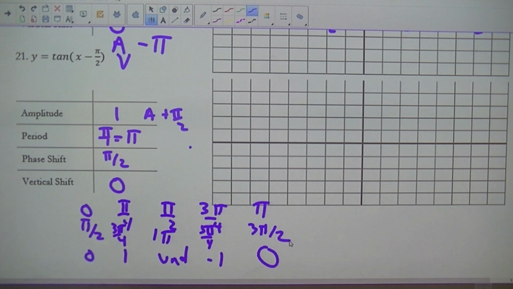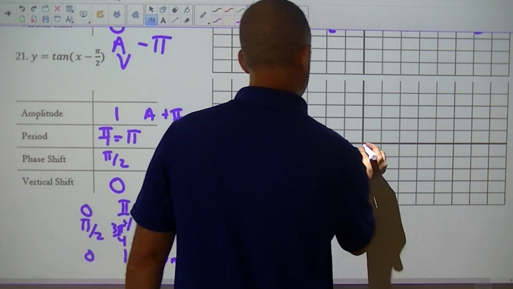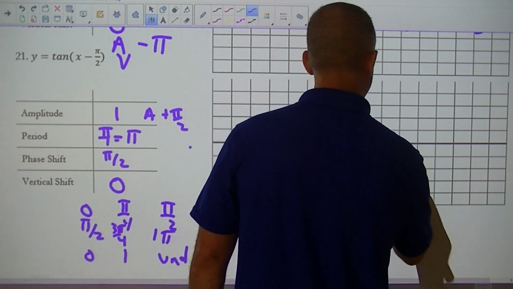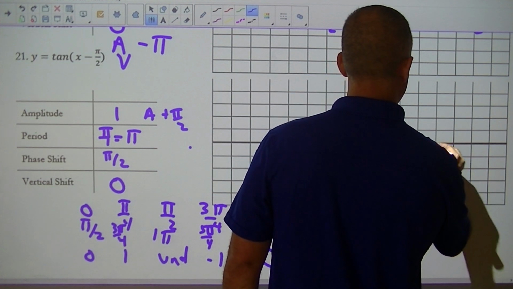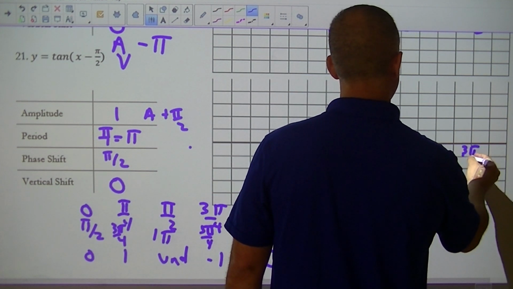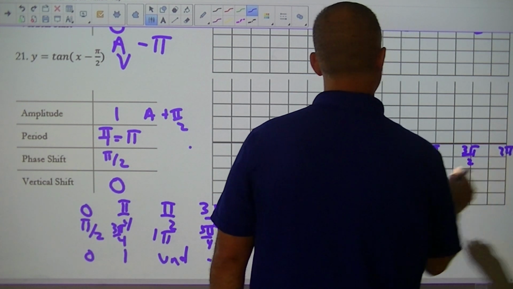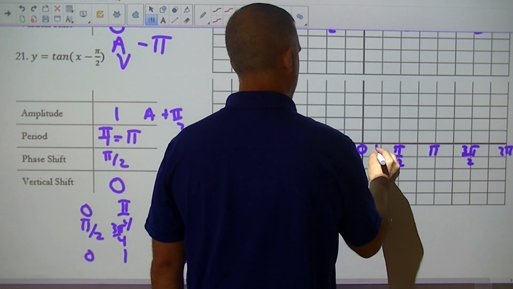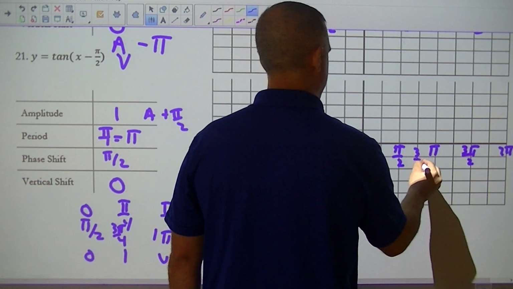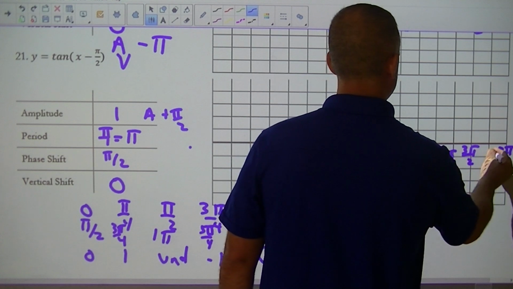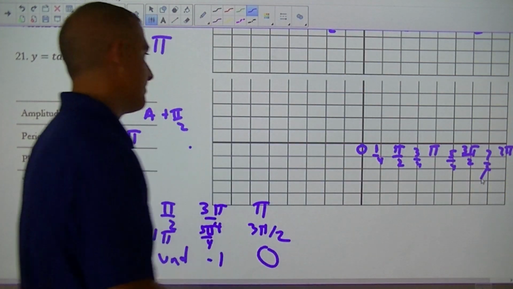Okay? So what I would do here, 0, pi over 2, pi, 3 pi over 2, 2 pi. So very simply, these would be the fourths. So 1/4, 3/4, 5/4, 7/4. If you needed the eighths, cut those.